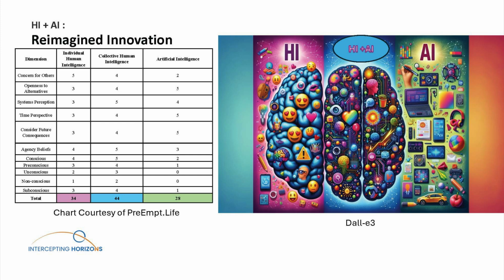This illustration, by the way, was from DALL-E 3. And I just asked it, what does human intelligence and artificial intelligence look like when you combine them to a 12-year-old? And it was interesting, the different things that it used, smiley faces and all the stuff that they would be familiar with and respond to. Right. So a little in between.